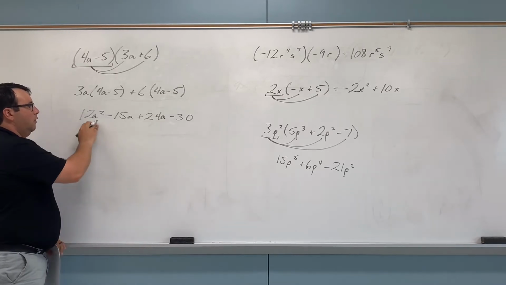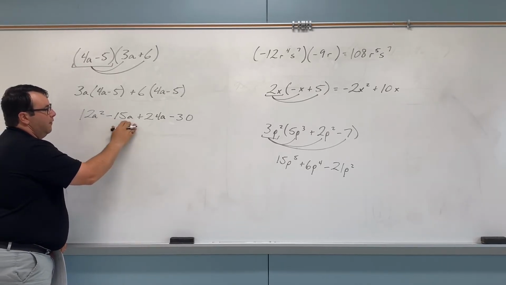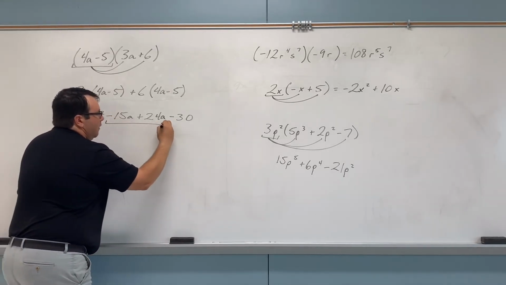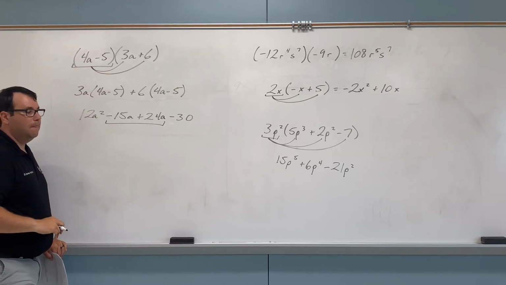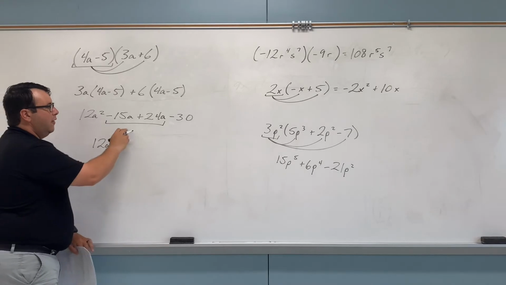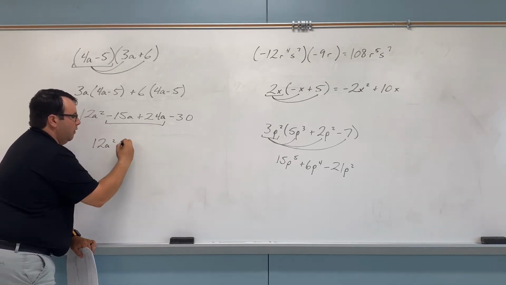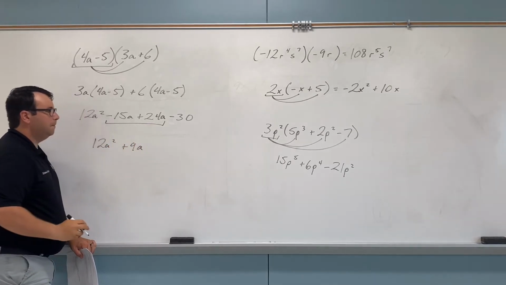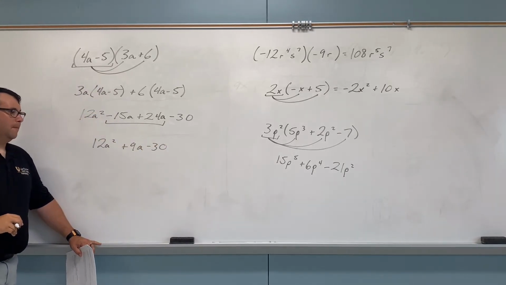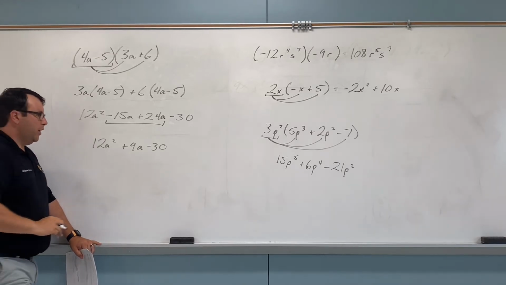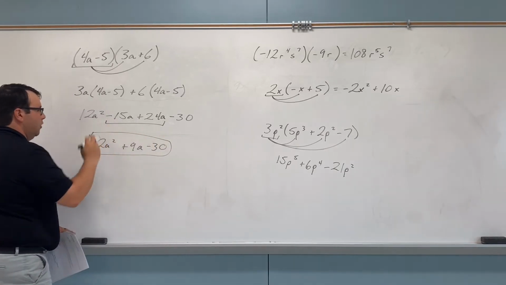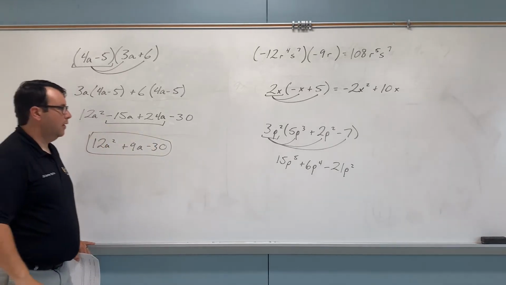In this case, 12a squared, I have negative 15a, a positive 24a, and a negative 30. These are like terms. So I can combine those like terms. So I have 12a squared, nothing happened there. Negative 15, positive 24, that works out to a positive 9a minus 30. Okay, so at this point, there's nothing else to do. This is your simplified expression.